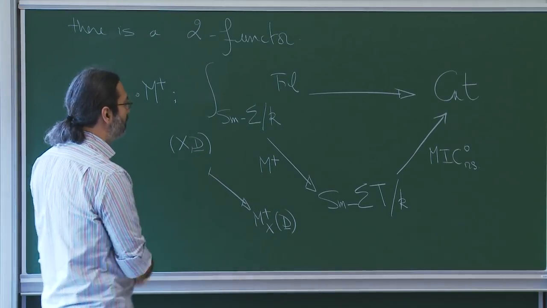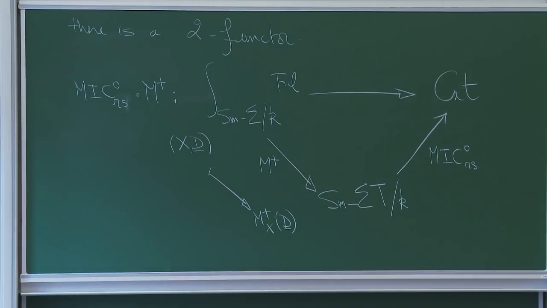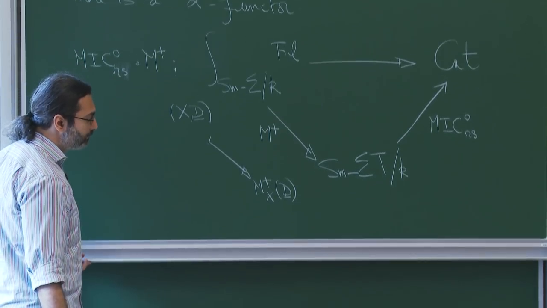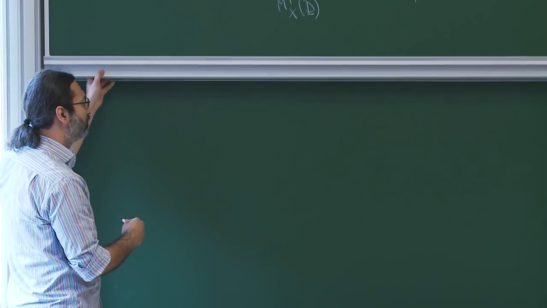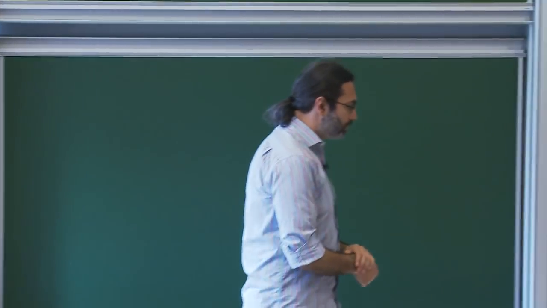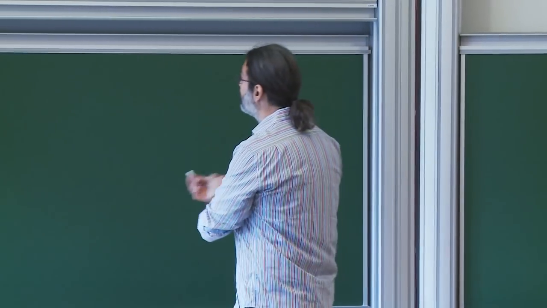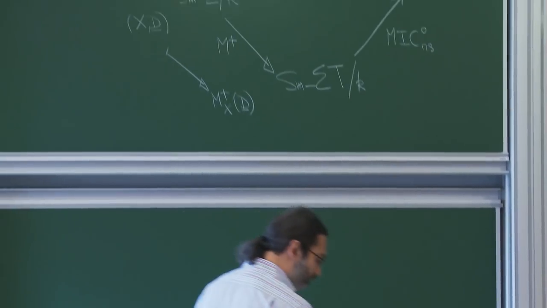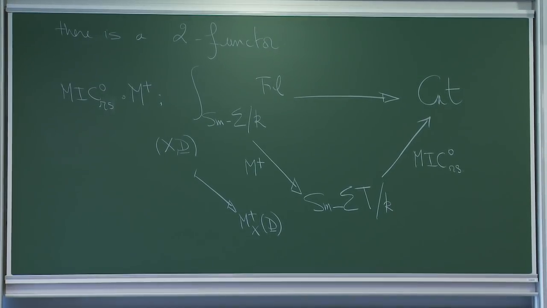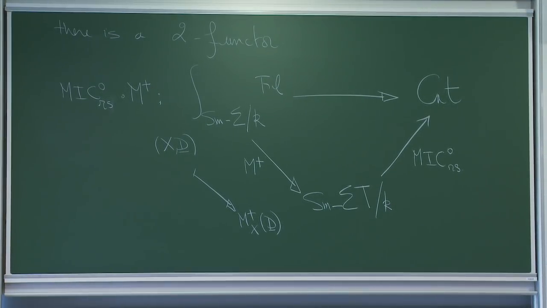Okay, so this is this diagram that I constructed in the last lecture. But I keep it for a small moment here, on this blackboard. And I gave a first use of this thing, to write down a complex which will be quasi-isomorphic to the de Rham complex. I also recall this very quickly.